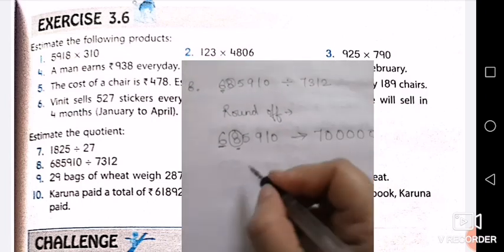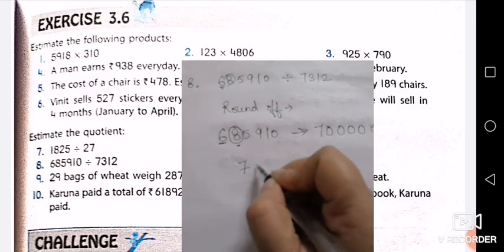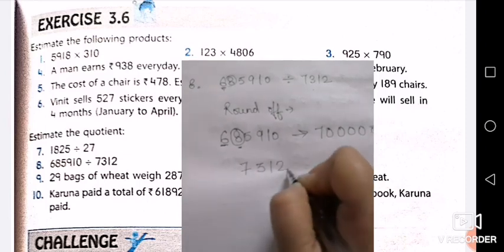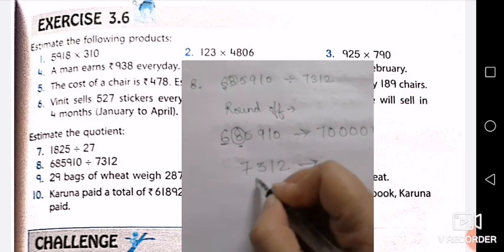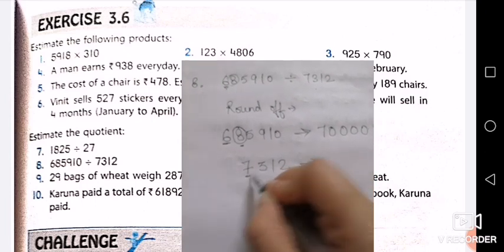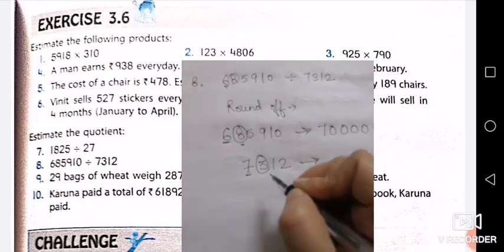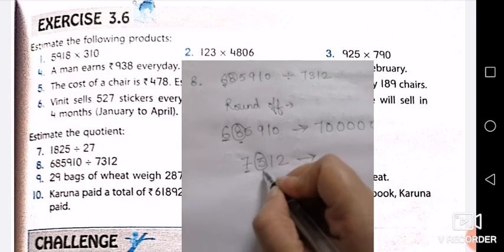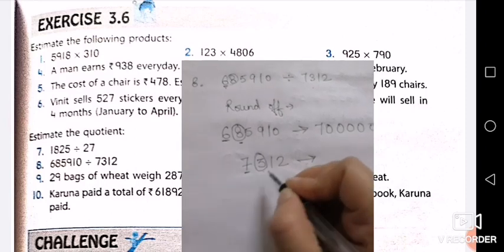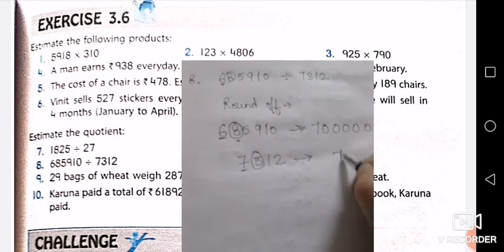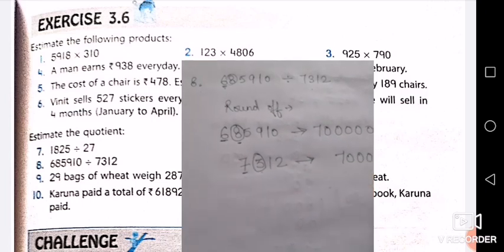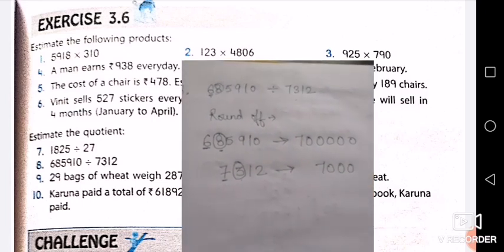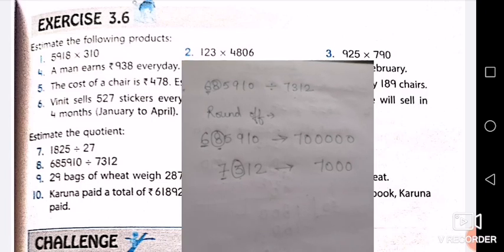Now we will come to the divisor, that is 7,312. Now again the greatest place value is 1000. We encircle this 100 place. Now the 100 place is less than 5, so nothing will be added here. So we'll get this 7000 only. I hope this round off is clear to you all.